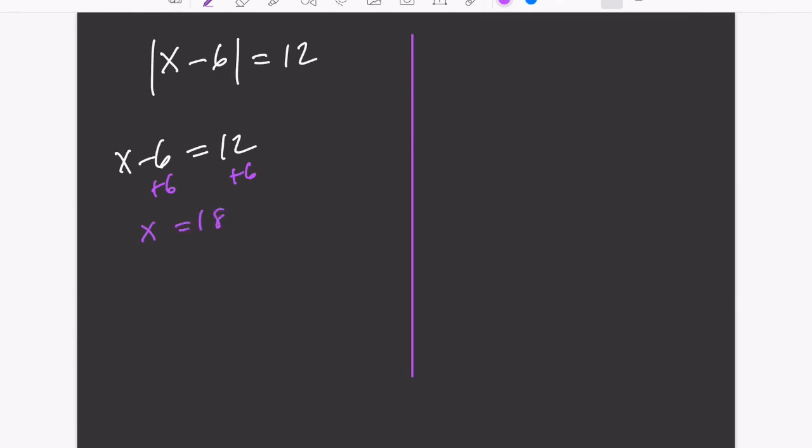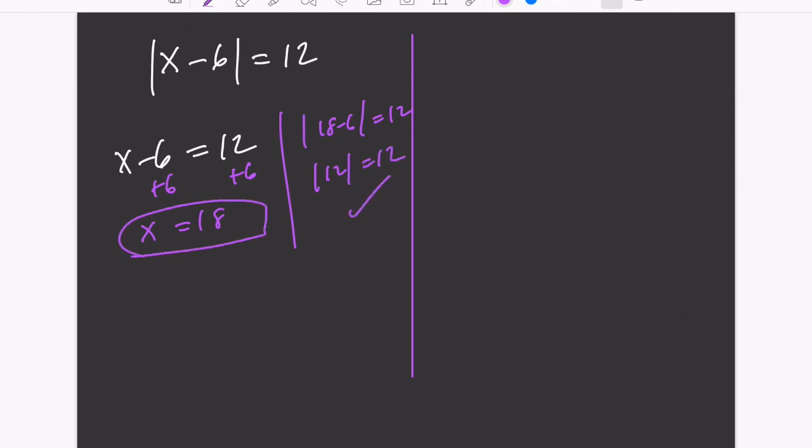x equals 18. Right here, I'm going to check that work. If x is 18, 18 minus 6, and what's the absolute value of that? It's 12, and the absolute value of 12 is 12. Yeah, that's true, so that works. So I know that x is 18 is a possible solution.